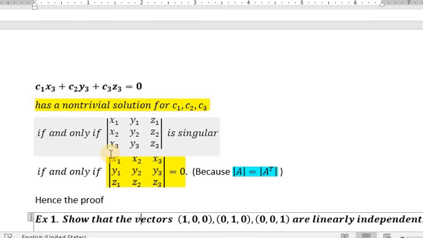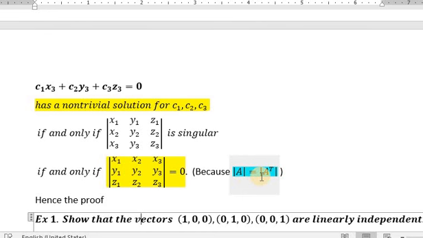So, if and only if the determinant of this is equal to 0, then the given vectors are dependent. It will have a non-trivial solution if the coefficient matrix is singular. That is, the matrix with rows x1, y1, z1, x2, y2, z2, x3, y3, z3 is singular, which means its determinant is equal to 0.